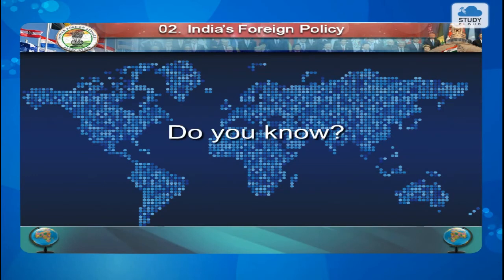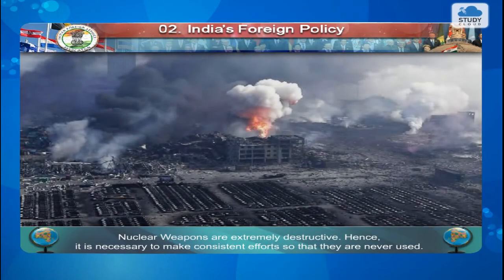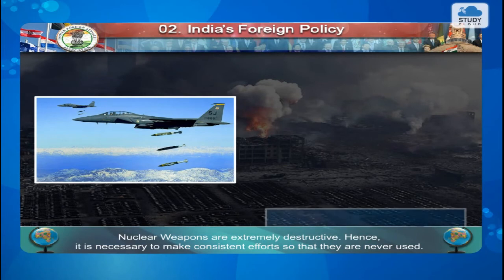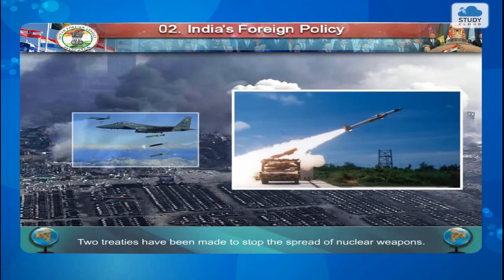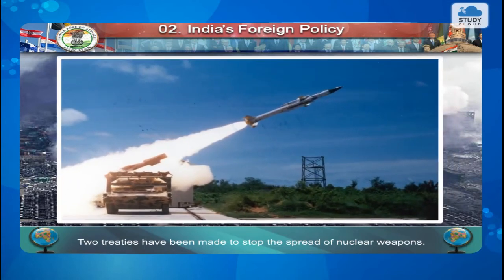Do you know? Nuclear weapons are extremely destructive. Hence, it is necessary to make consistent efforts so that they are never used. 2 treaties have been made to stop the spread of nuclear weapons.